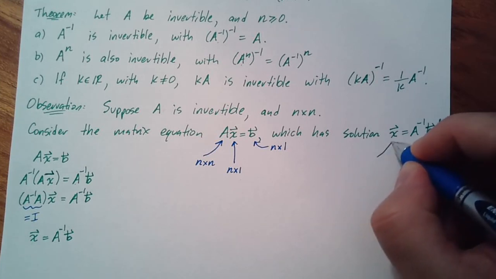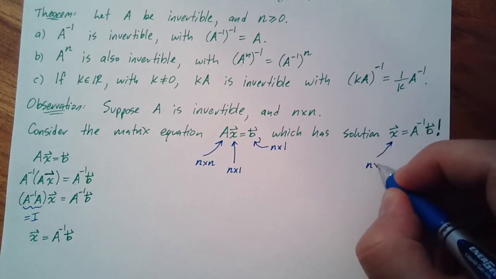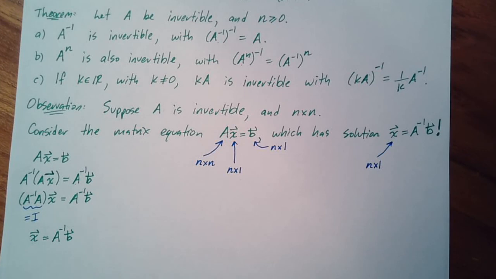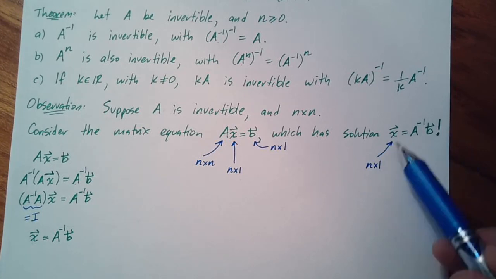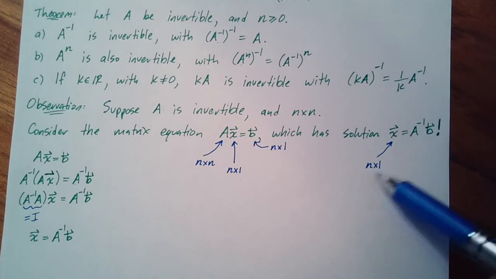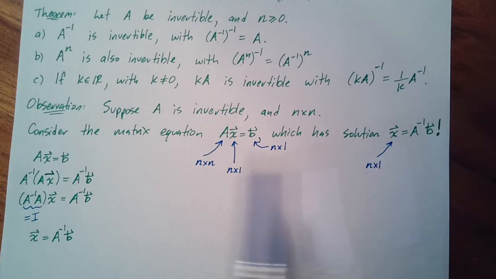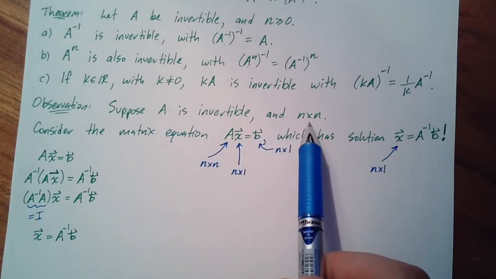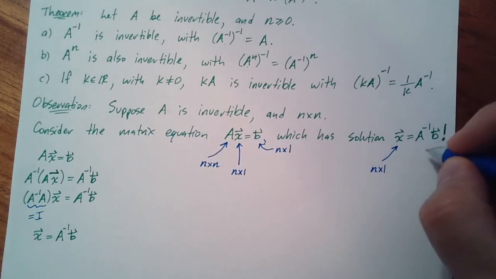And to see why, let's start by taking a look at the dimensions of everything that plays a role in this equation. So remember, x, the column matrix consisting of all your variables, is an n by 1 matrix. If A is invertible and n by n, well then A inverse is also going to be n by n.